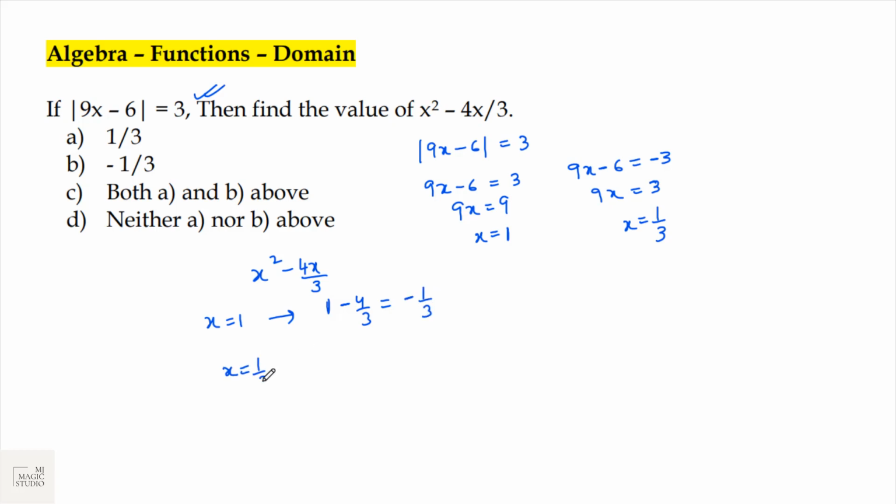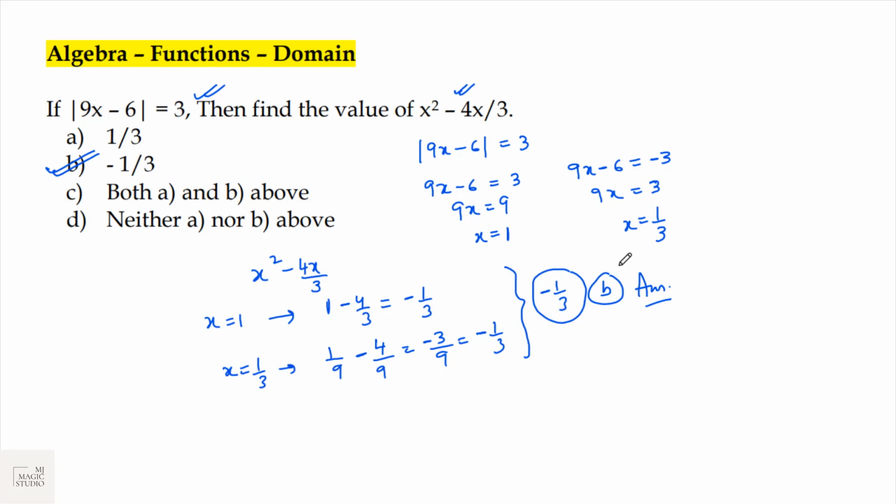And if I put x equal to 1 by 3, this value will become 1 by 3 whole squared, that is 1 by 9, minus 4 by 3 into 3, 9. That would be again minus 3 by 9, that is minus 1 by 3. So in both the cases, we are getting the answer minus 1 by 3 for the given expression, whether x is equal to 1 or x is equal to 1 by 3. So the value of the given expression is minus 1 by 3, that is in option B.